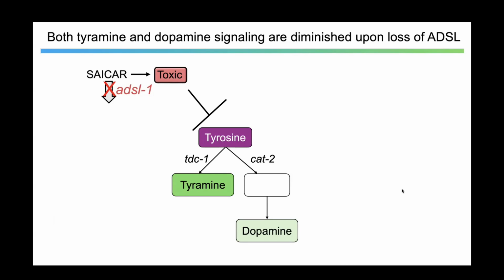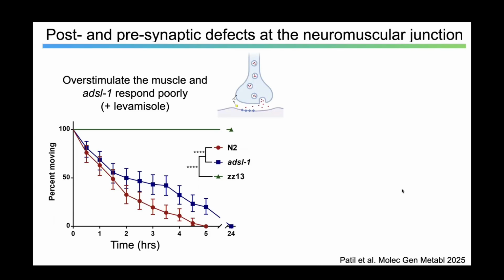Okay. So basically we've linked lack of ADSL to some deficiency in biogenic amine signaling. This is another phenotype that we more recently published. So this is about to come out. It's online already, but about to be published in Molecular Genetics and Metabolism.